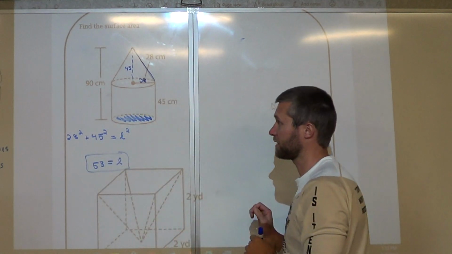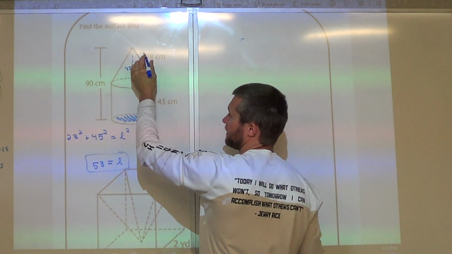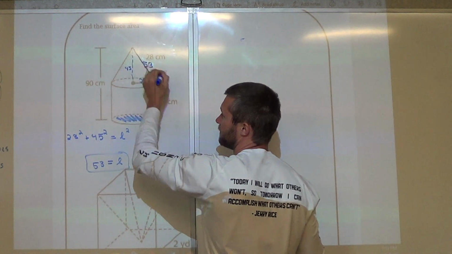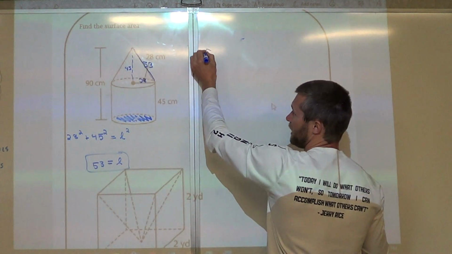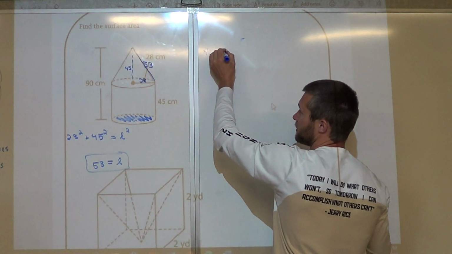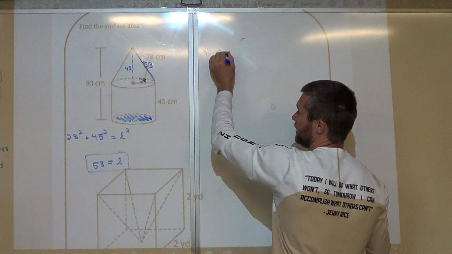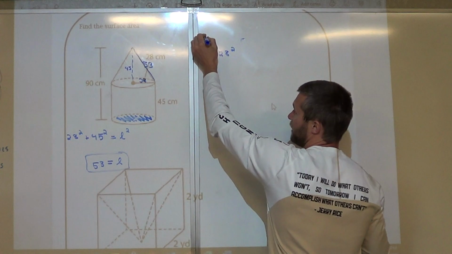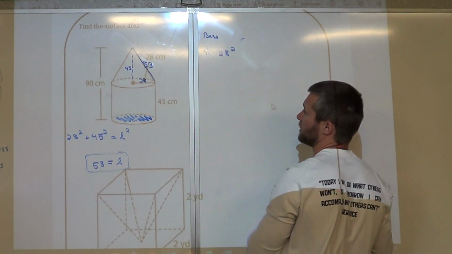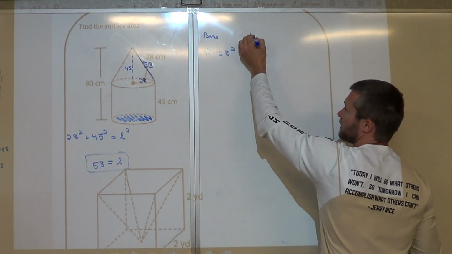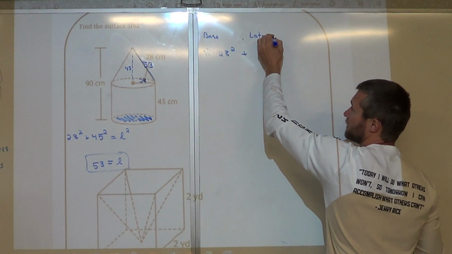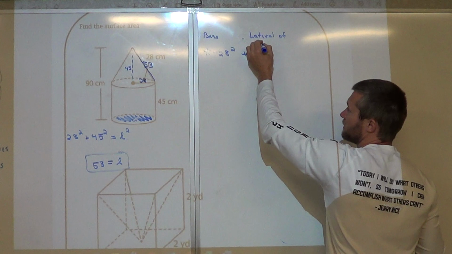So our slant height is 53, just using the Pythagorean theorem. Once again, I'm going to do the area of this base. That's pi times your radius squared, 28 squared. So this is the base of the object. Then I'm going to do the lateral area of the cylinder.